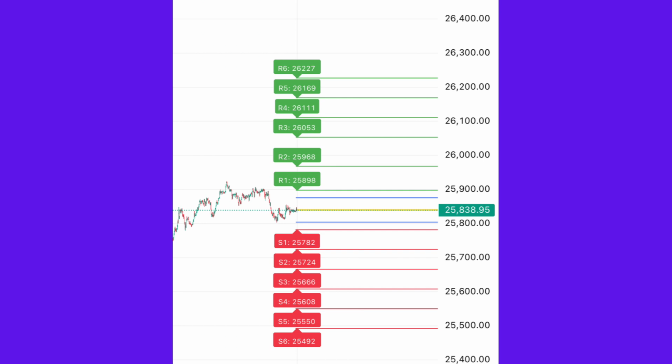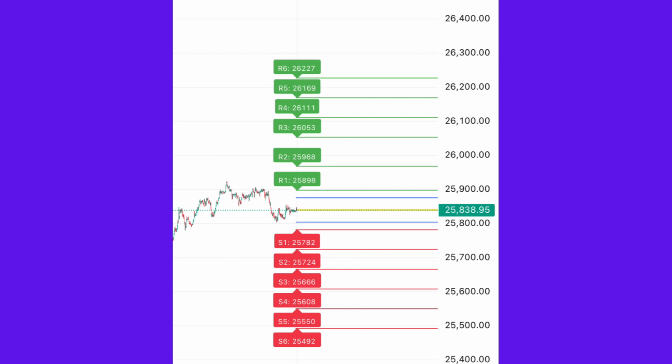Now let's look at the downside protection zones, the support levels for tomorrow. S1: 25,782, S2: 25,724, S3: 25,666, S4: 25,608, S5: 25,550, S6: 25,492.